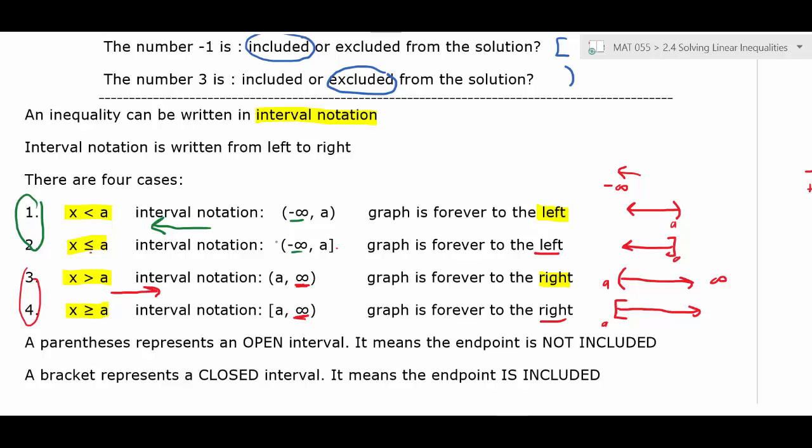And then there's the difference between the brackets and parentheses. Now, one thing that you might want to do on this: parentheses represent open intervals. It means the endpoint's not included.